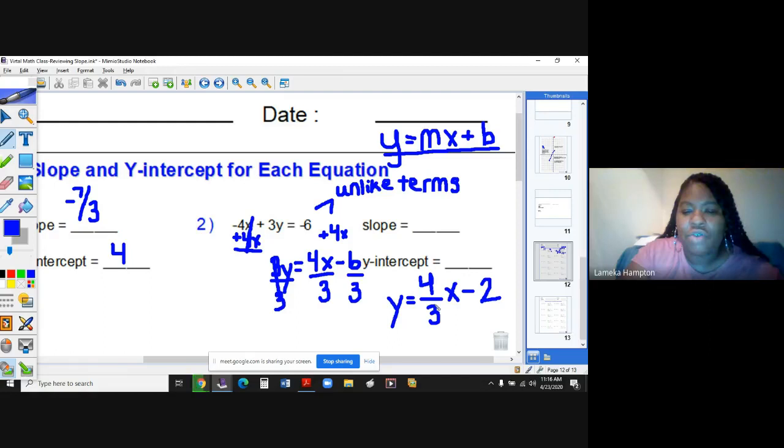So now, Mr. McFadden, this equation looks like the one at the top, and we can now easily identify our slope. So what is the slope for this particular line right here? And I'm looking at this one. Ah, there we go.